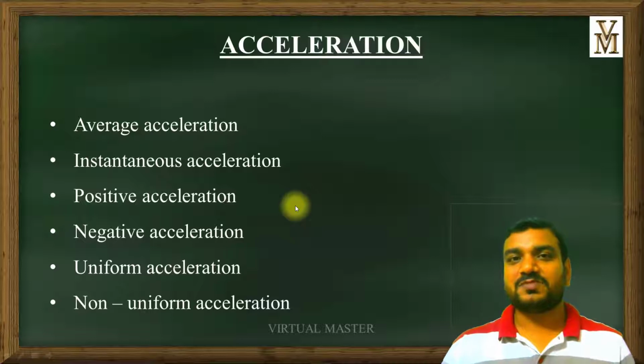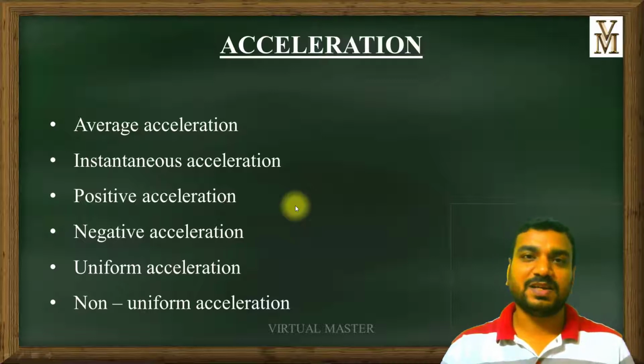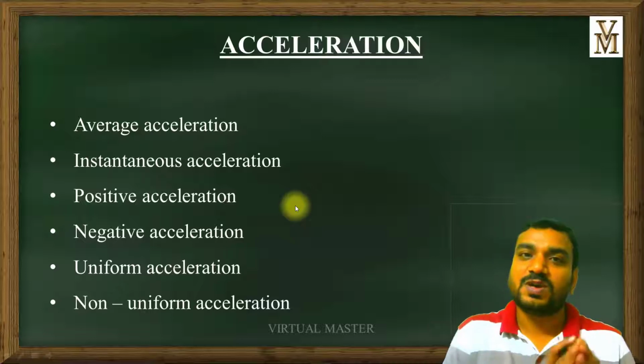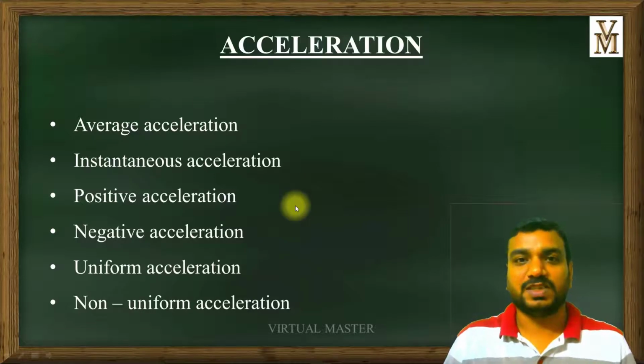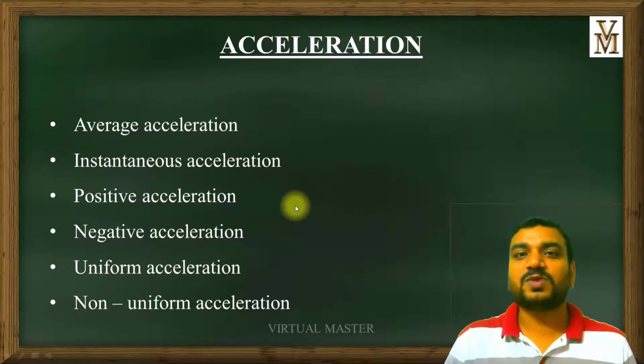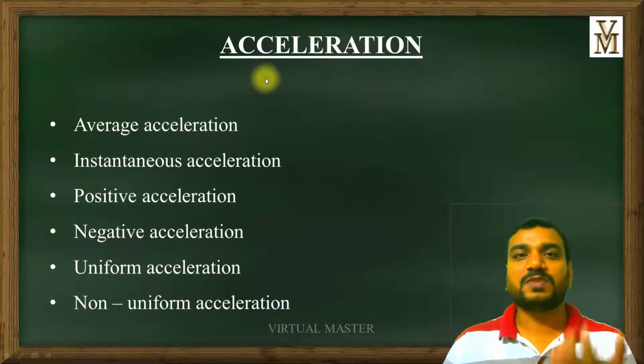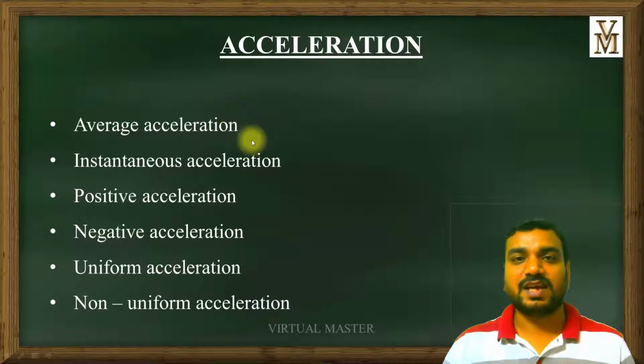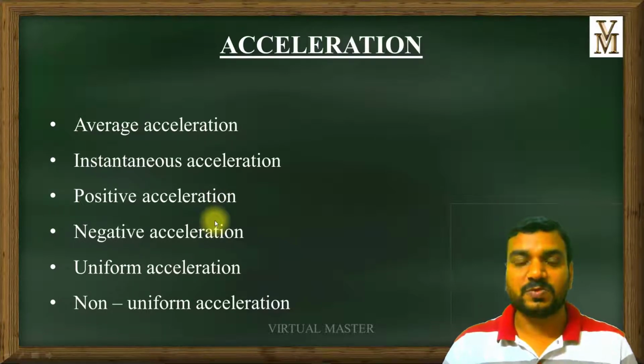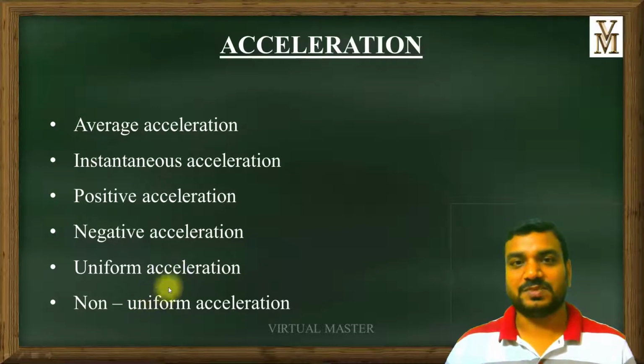In the previous session we have solved a few numericals and multiple choice questions related to speed and velocity of the object. In this session we are going to discuss acceleration of the object. The topics that we are going to cover in this session are average acceleration and instantaneous acceleration, positive acceleration and negative acceleration, and also at the end we are going to discuss uniform acceleration and non-uniform acceleration.